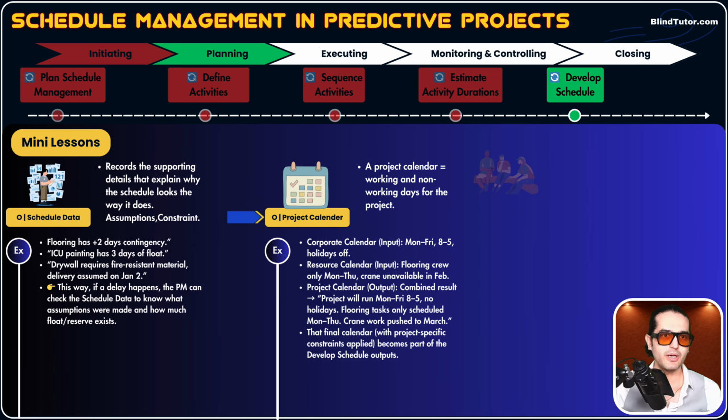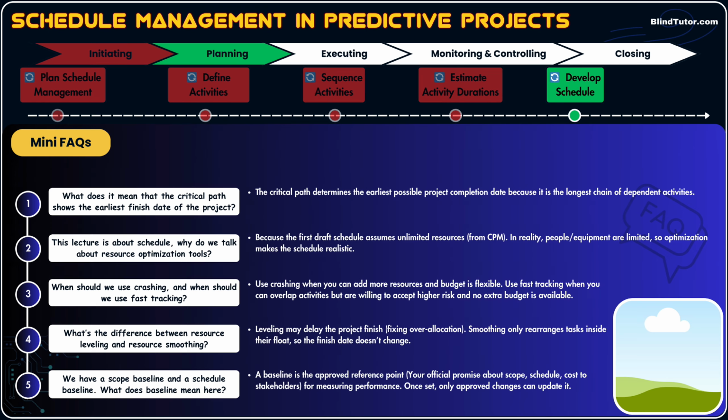So let's wrap it up. How many outputs did the develop schedule process have? 4 outputs. Number 1, the project schedule. Number 2, schedule baseline, those promised dates. Number 3, schedule data, supporting extra details. Number 4, project calendar, which is our project specific constraints and dates and days. Okay, awesome.